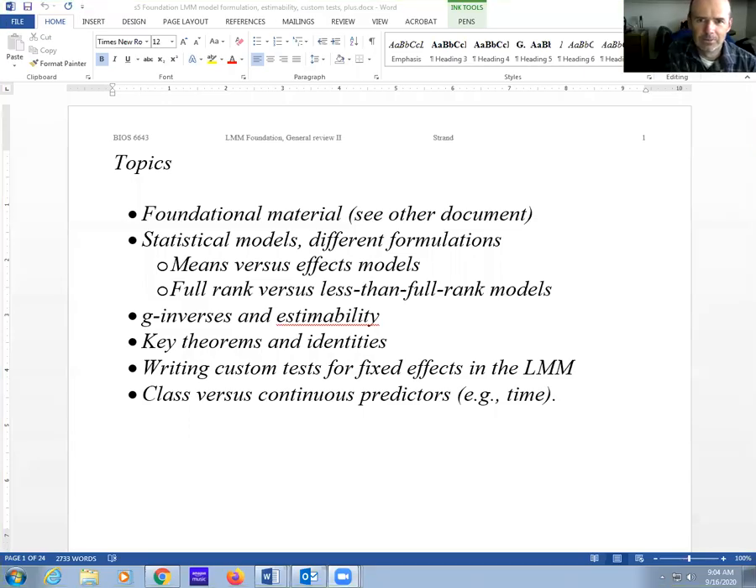All right, here we go. Lecture number 5, continuing review of general linear models and linear mixed models.